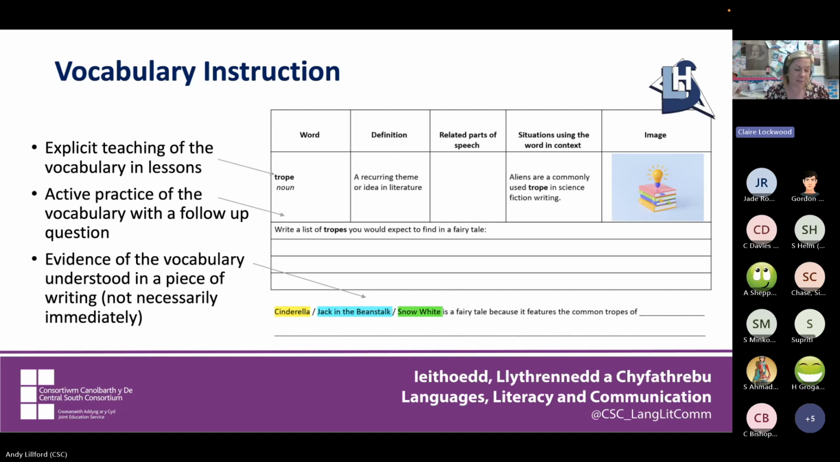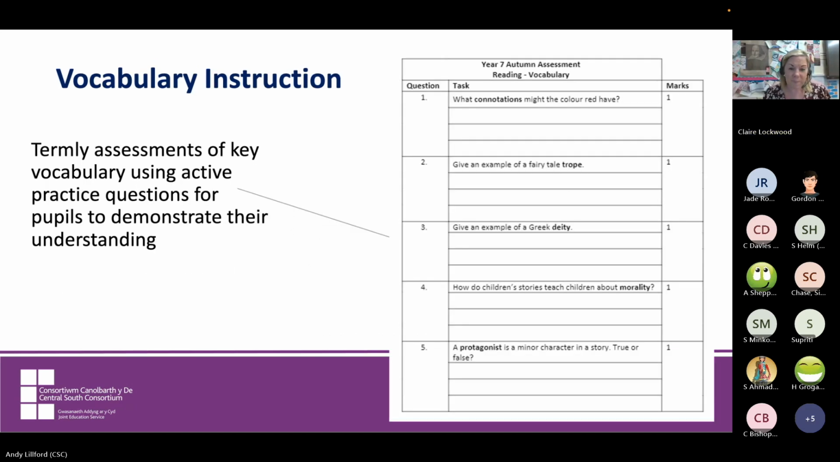And then the students, if you can move to the next slide, revise those words. They know that out of the list of words that they've got, they may be tested upon them, but the active practice continues then in an assessment. So they don't know which words they may be assessed on, and you can see there that they either give an example of, or they have the words that they should know within a sentence. So for them to understand the first question, what connotations might the colour red have, they obviously have to understand the word connotations and have learnt that.